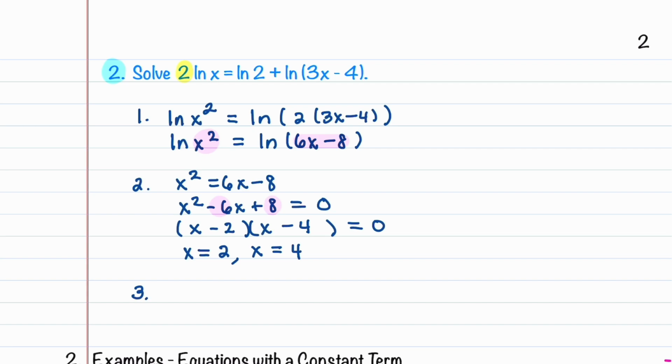Our third step tells us that we are to check for extraneous solutions. So if we look back up at our original equation and we substitute in x is equal to 2, all of the logs are positive, so that solution is good. And then if we do the same thing for x is equal to 4, also all of the logs are positive, so that solution is good. So for step 3, we can just write down that we have the solutions x is equal to 2 and x is equal to 4.